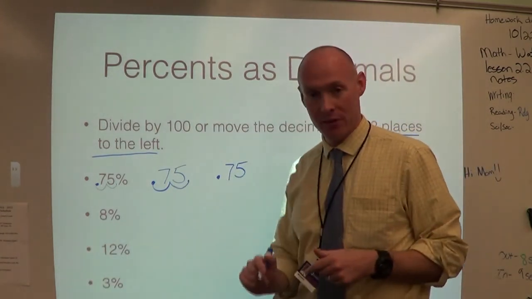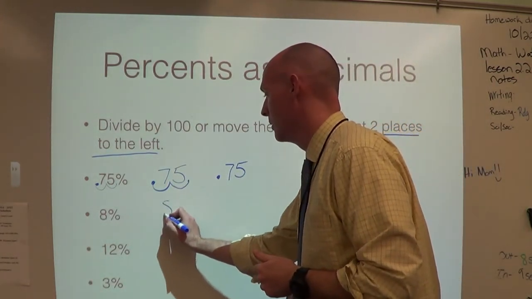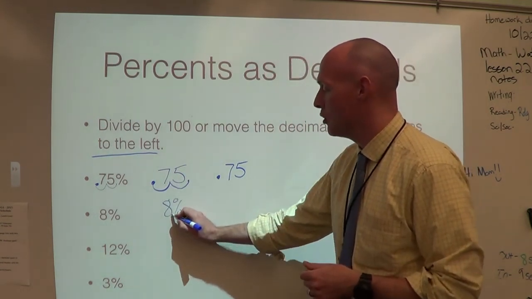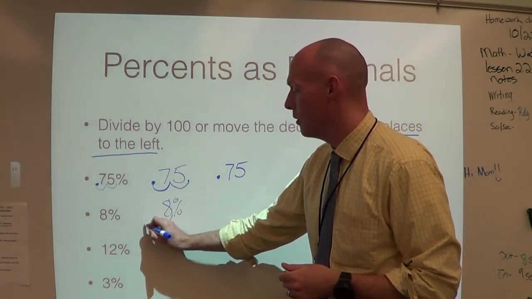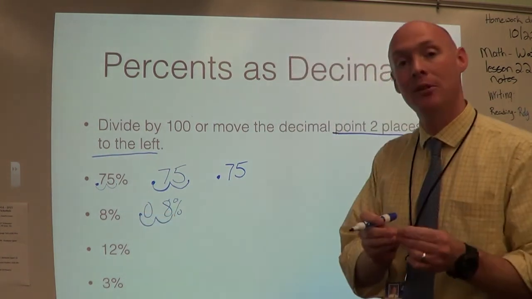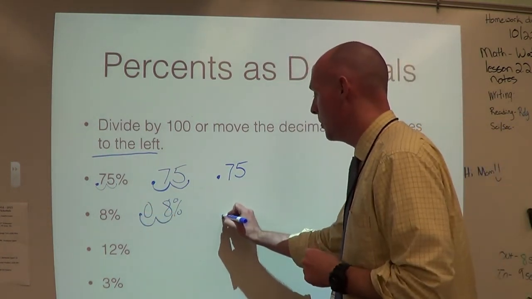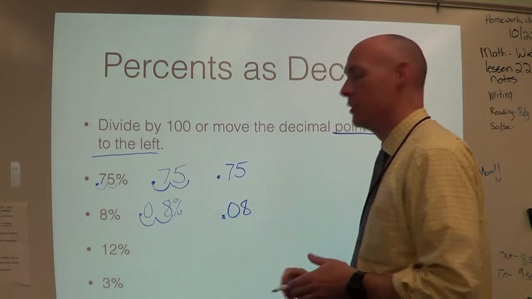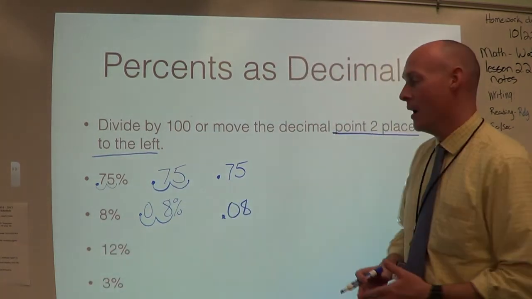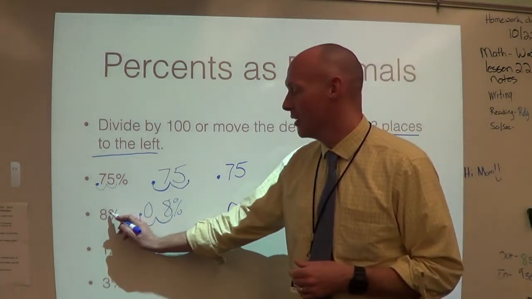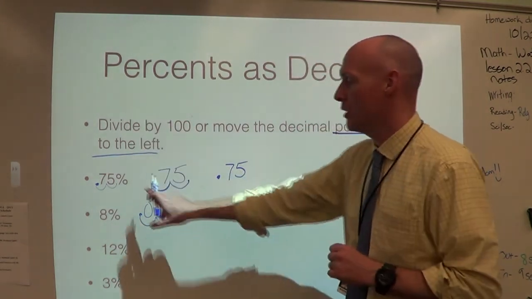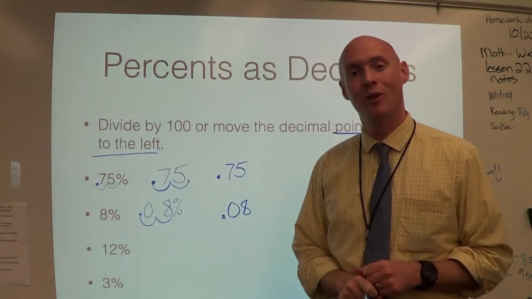Here I have 8%. So I'll just rewrite it here. 8%. Now, as we move it, we're going to move it 2 places. We're going to move it 1, we're going to move it 2. Fill in my 0, boom. So now, 8% written as a decimal is just decimal point 0.8. So once again, just move it 2 places, 1, 2, and you're good. Some people say it's like the little dots running away 2 spaces. Yeah, and that's fine. However you remember. If you're turning it to a decimal, move it 2 spaces to the left.